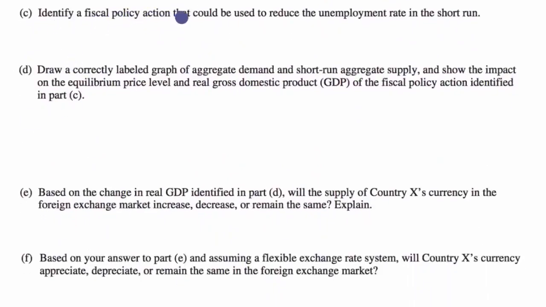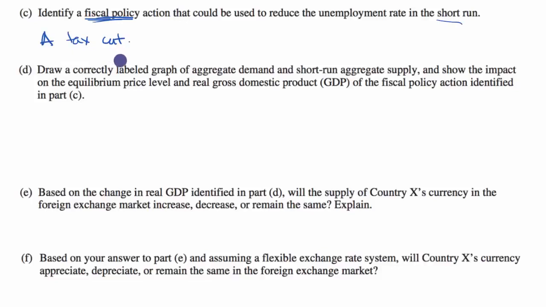All right, let's go to part C. Identify a fiscal policy action that could be used to reduce the unemployment rate in the short run. Let's make sure we understand this is a fiscal policy action. So these would be things like reducing taxes or increasing government spending. Don't be confused and give a monetary policy of somehow increasing the money supply. That would be a monetary policy action. But a fiscal policy action, I could say it could be a tax cut.